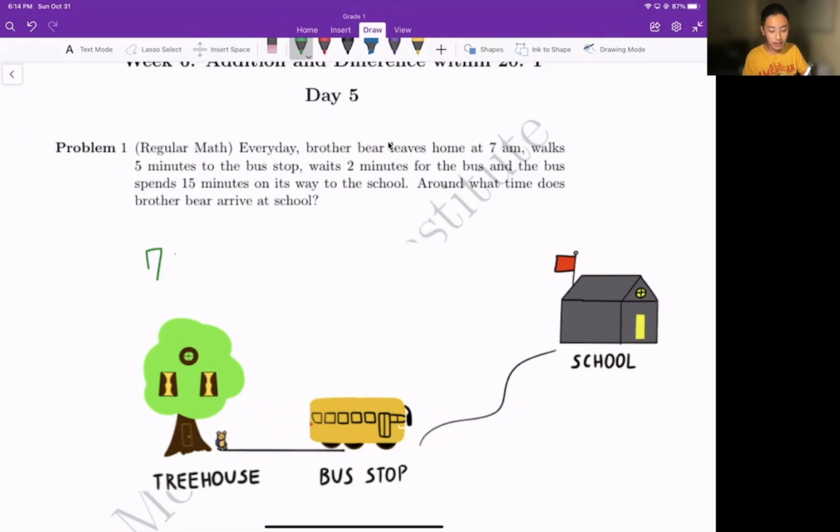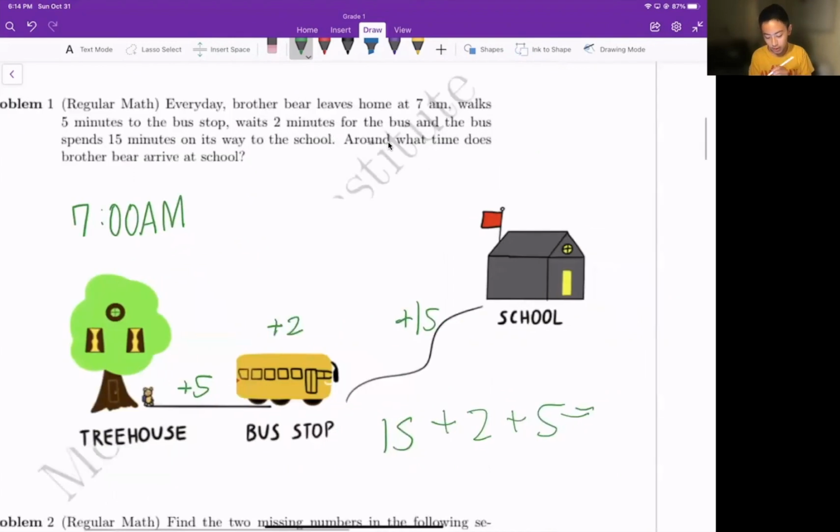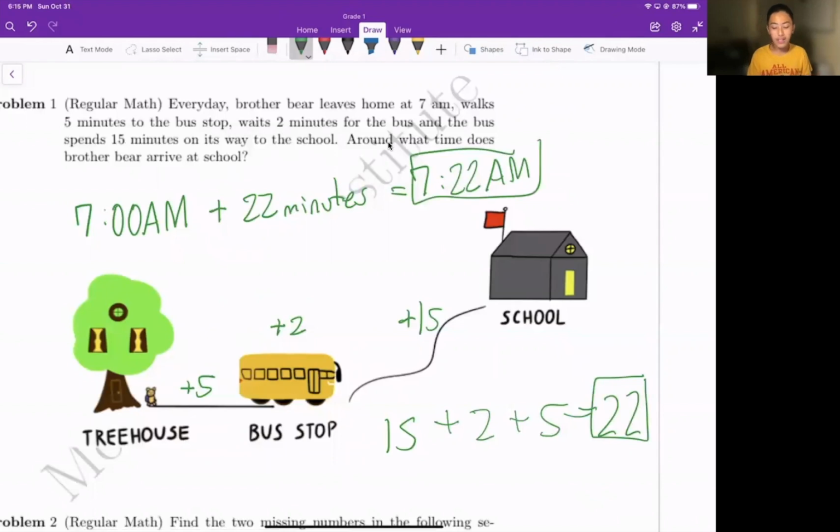From the question, it says that he leaves at 7 a.m., walks 5 minutes to the bus stop, waits 2 minutes for the bus, spends 15 minutes during the bus ride. So in total, 15 plus 2 plus 5 is 22. And this is the time that Brother Bear takes when he leaves home to arriving at the school. So 7 a.m. plus 22 minutes is 7:22 a.m. So he arrives at 7:22 a.m.